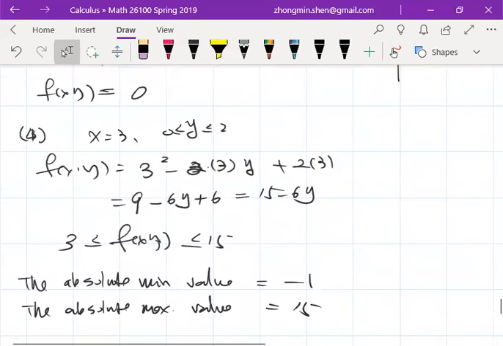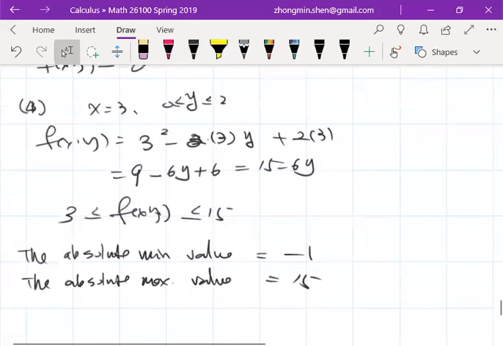Now it's possible you are given a circle. Right? If you are given a circle, how to do this problem? You probably have to use the Lagrange multiplier to get the maximum value of the function around the circle, because the circle becomes a boundary, right?